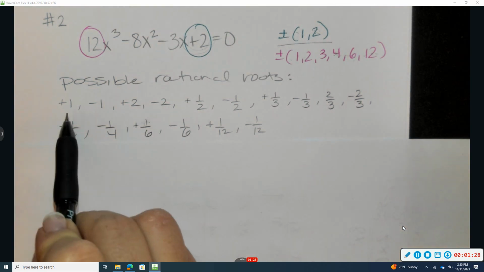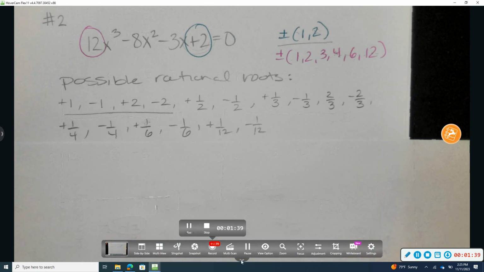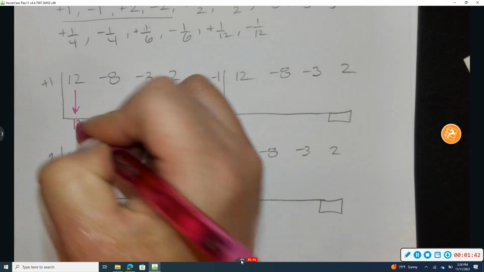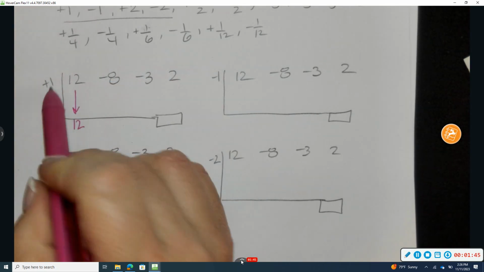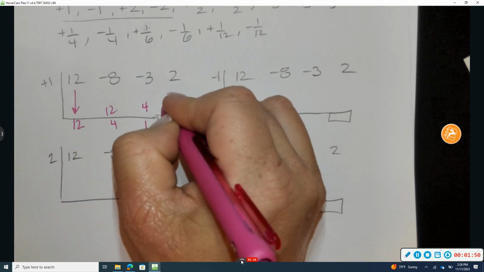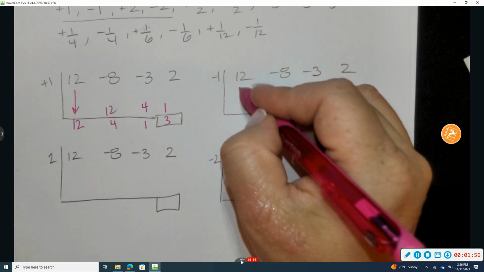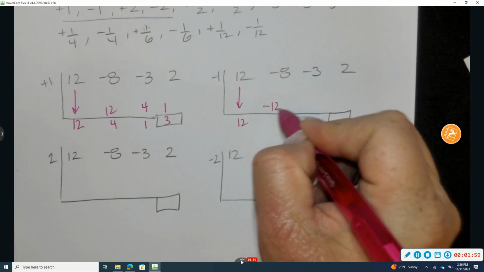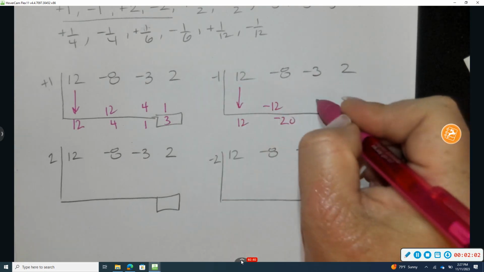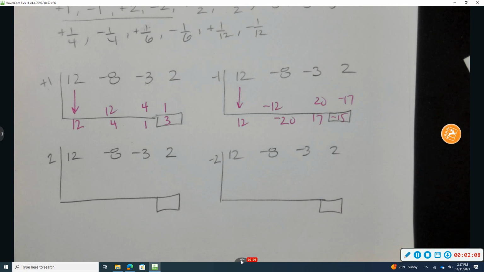Now, I'm always going to try first to see if any of the integers result in an output of 0 when I test them using synthetic division. Let's start by testing positive 1. So remember, D-mama: drop down, multiply and combine, multiply and combine, multiply and combine. That tells me that 1 is not going to be a root of this equation. Okay, drop down and multiply. Add and multiply. Add and multiply.